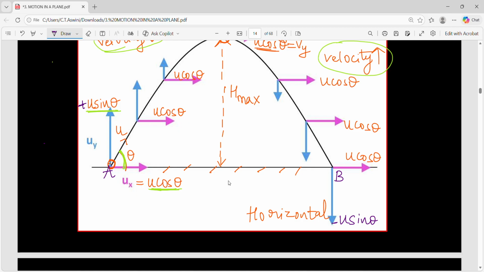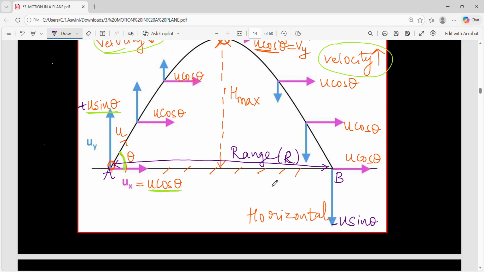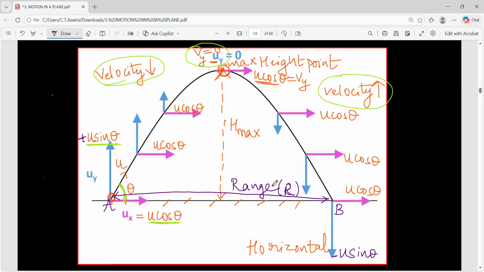Important point, important observation. Clear with this? Now what about this distance AB? The distance between initial and final points, the maximum distance covered along the x-axis. What do we call it? We call it range, denoted with R. So range is the maximum horizontal distance covered by the projectile. Once see this diagram, we'll summarize what we have studied and we'll go to previous year question discussions.